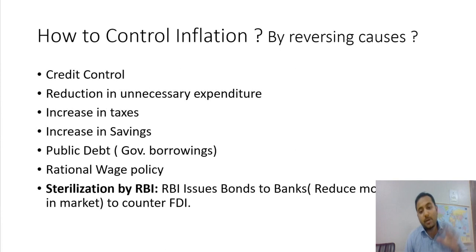Now public debt means government's borrowing. How does the government borrow money? It will borrow money from private banks, so that when it borrows money from private banks, they will have less money to provide loans to common people. So this is the tool the government uses. How does the government borrow money? It issues bonds or securities to banks. What are bonds and securities? Let me tell you this.